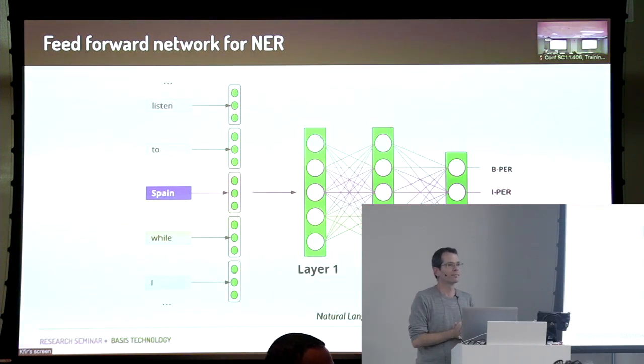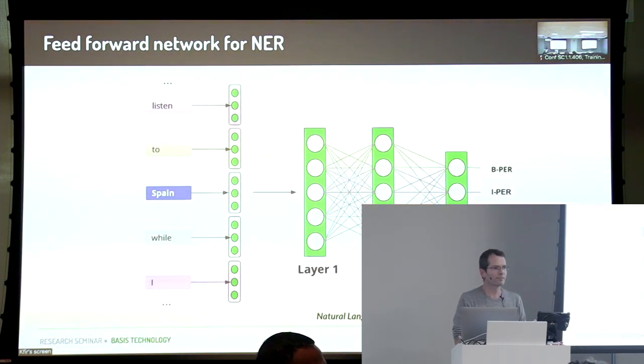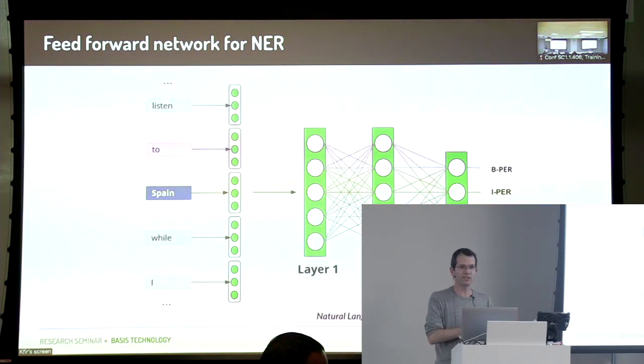Yes? What kind of activation functions are you using? What kind of activation function we're using? So this paper, if I remember, they probably used sigmoid at that time. But you could use any. Usually people use ReLU. That's the most common one.